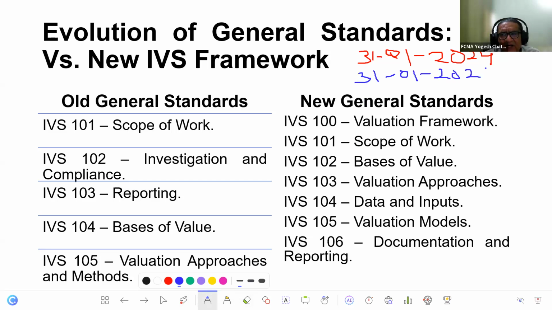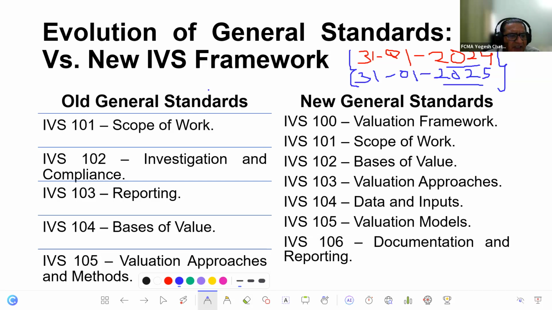So a question will come, what choice will the valuer have between these two periods, that is, between 31st of January 2024 and 31st of January 2025? So that is the current period. So what can a valuer do?